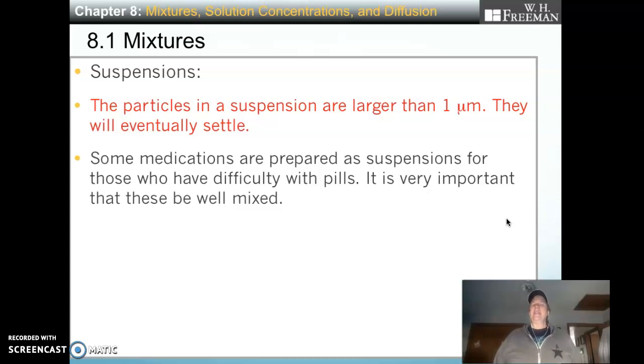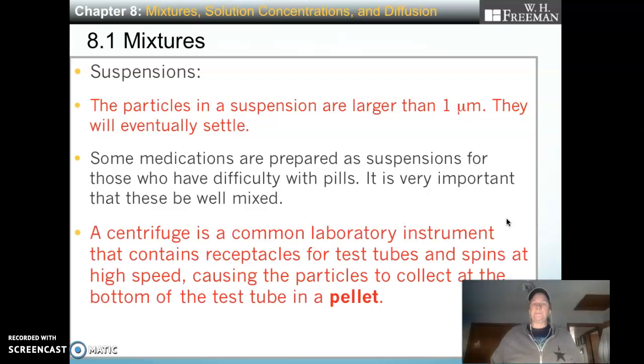They have medications sometimes you have to take that are suspensions, for some people that have troubles with pills. The big thing with a suspension is, before you give it to somebody, you have to shake it up really good. Give it to them on their spoon, and then as it sits, it'll separate again. So sometimes medicines are suspensions, but before you give it to somebody, you've got to really shake it up because otherwise they're not going to get the medication.